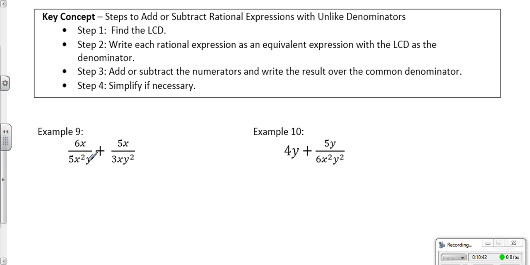I have 6x over 5x squared y. Now the 6 and 5 are not reducible, but I do have an x on top and an x squared below. So I could cancel that x out, which would give me 6 over 5xy, plus the 5 and the 3 are not reducible, but again my x's we can cancel, which would leave me with 5 over 3y squared.